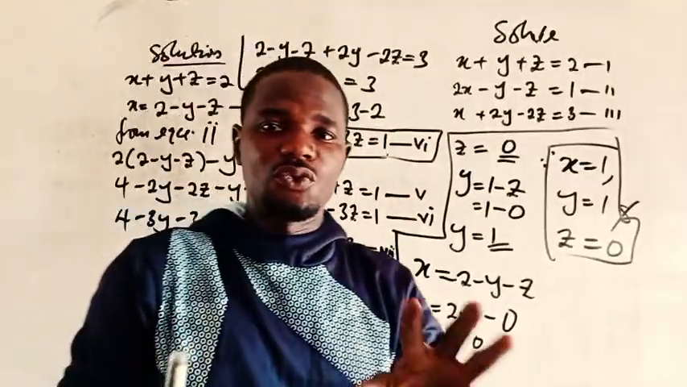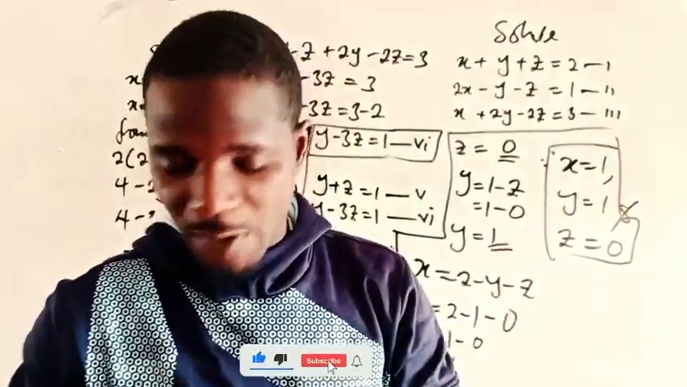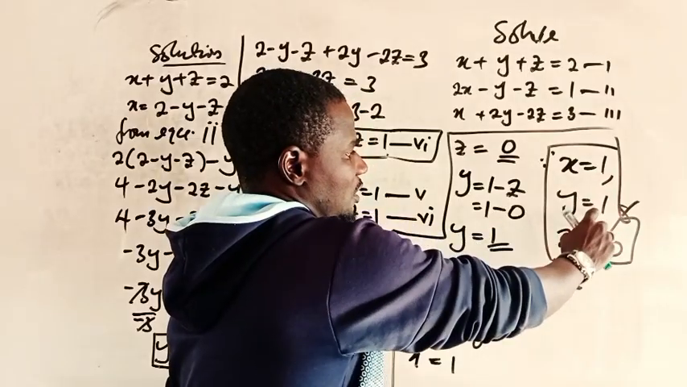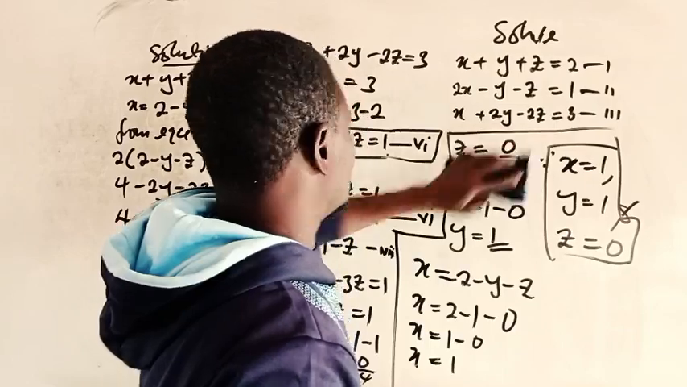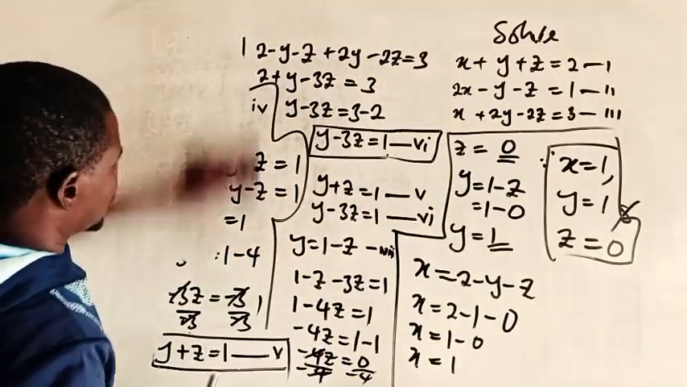Now, let me use another method to find the values of x, y, and z. This time around, I'm not going to clean here. Let me keep them as reference: x equals 1, y equals 1, z equals 0. We are going to arrive at the same answer by God's grace. Let me clean this so that we use another method.